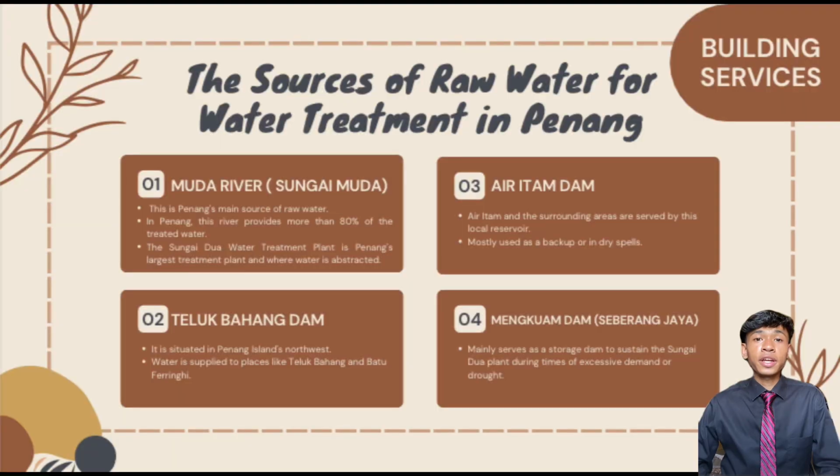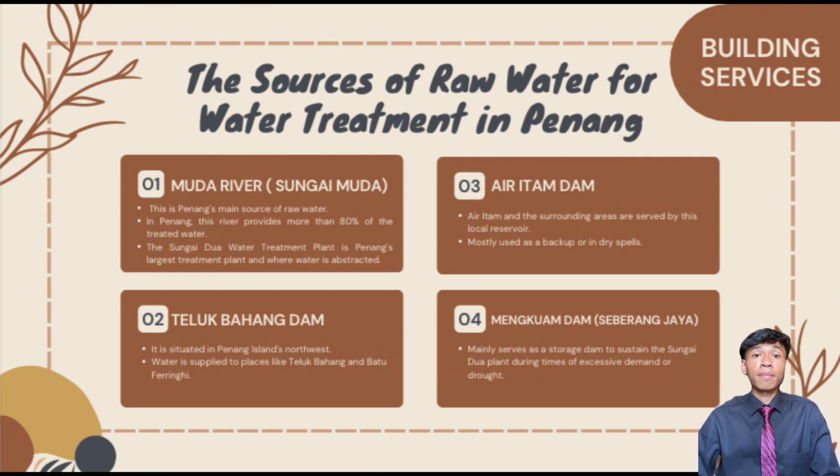Thank you. So here are the sources of raw water for water treatment in Penang. First, Muda River, Sungai Muda. This is Penang's main source of raw water. In Penang, this river provides more than 80% of the treated water. The Sungai Dua Water Treatment Plant is Penang's largest treatment plant and where the water is abstracted.